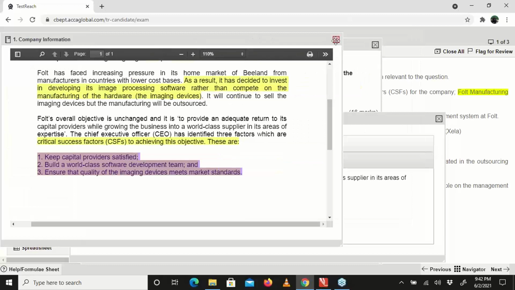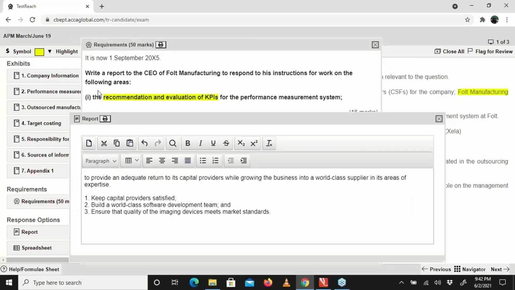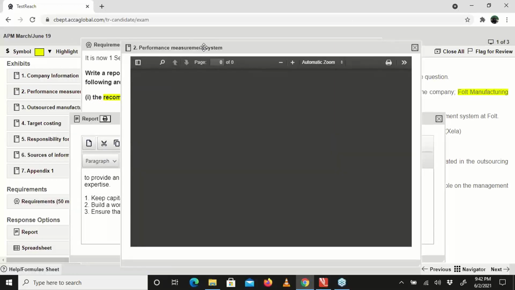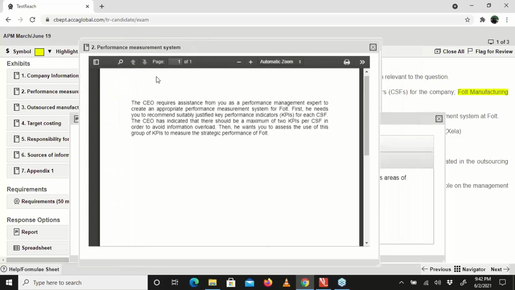Okay, so we have discussed the basics about the company information. Now the next one is the performance measurement system. It tells you the way performance is measured right now. It says the CEO requires assistance from you as a performance management expert to create an appropriate performance measurement system for Fault. Now, what is a performance measurement system? It's a method, a way of measuring performance.